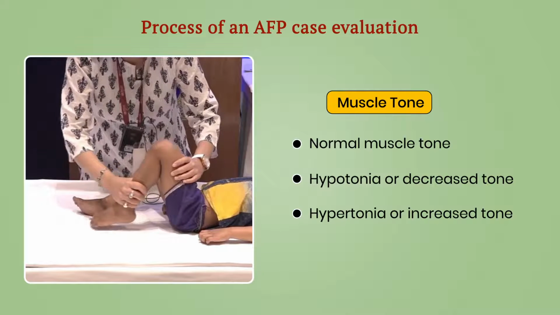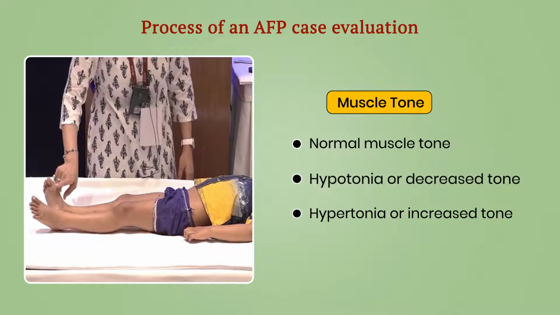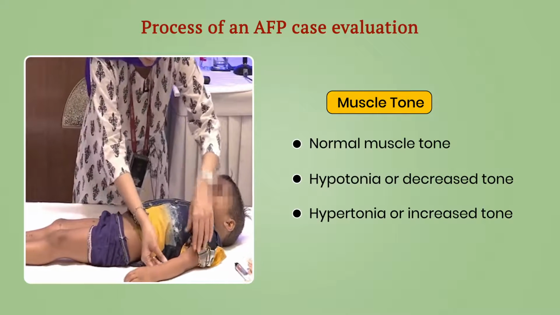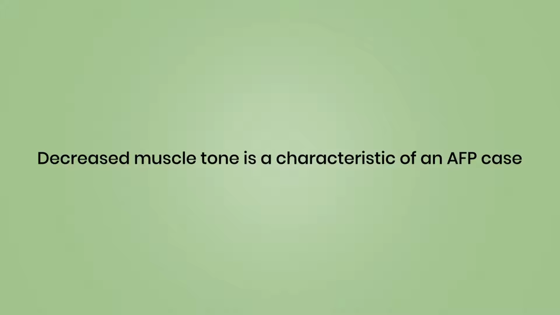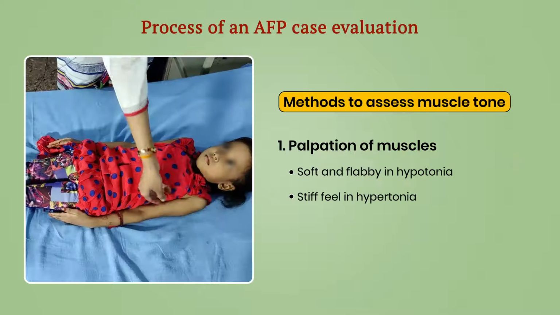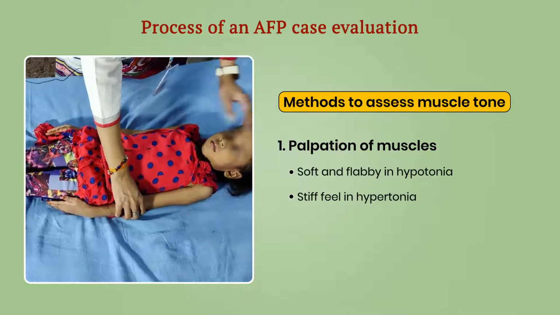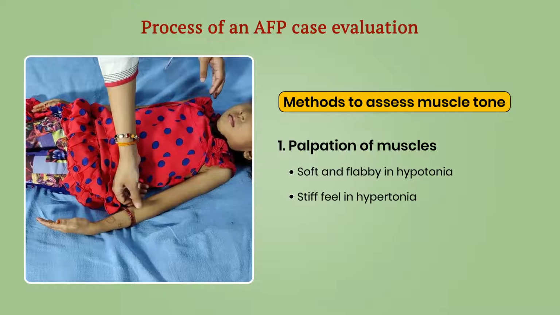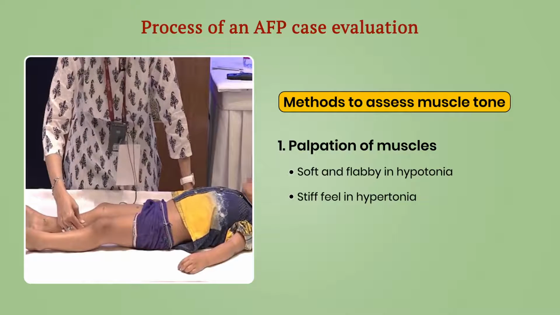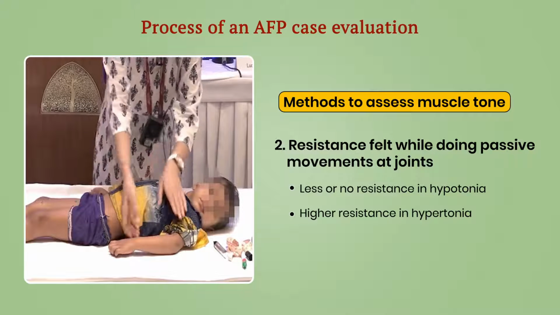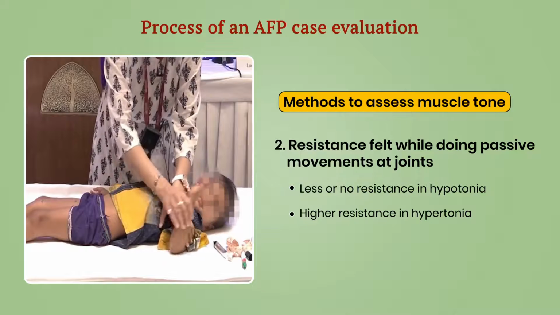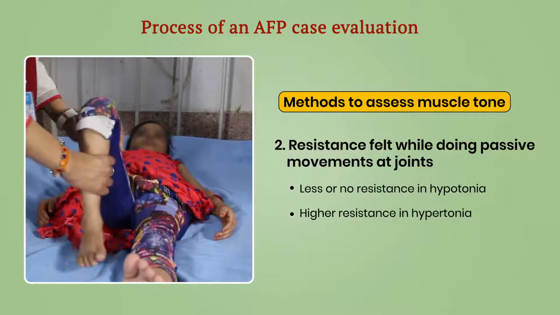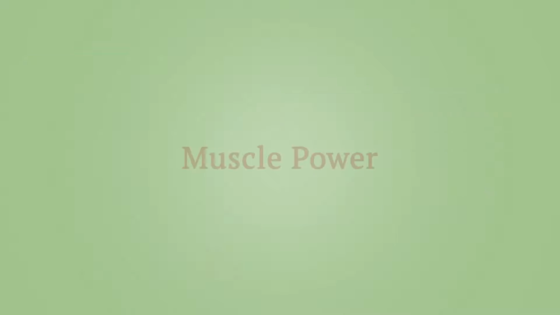Muscle tone. Muscle tone can be graded into normal, hypotonia or decreased tone, and hypertonia or increased tone. Decreased muscle tone is characteristic of an AFP case. Methods to assess muscle tone are palpation of muscles, soft and flabby in hypotonia while stiff feel in hypertonia. Resistance to and range of passive movements at major joints: less or no resistance in hypotonia while higher resistance in hypertonia.